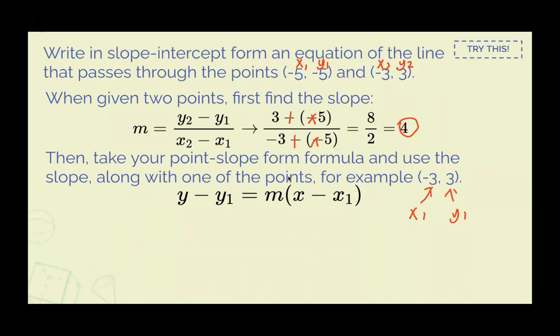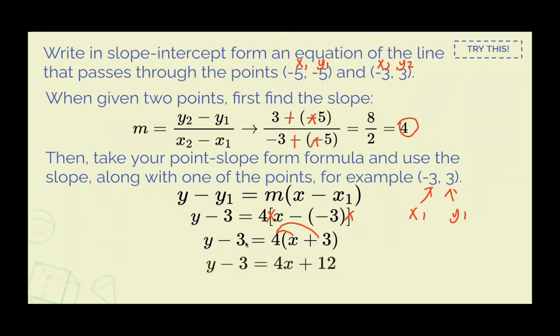So y minus y1, which would be y minus 3, equals your slope m, so that would be 4 times x minus x1, which is -3. Eliminate these additional brackets by simplifying x minus -3 to x plus 3. And now that you have it in simplified point slope form, make it into slope-intercept form by first distributing 4 to x plus 3.